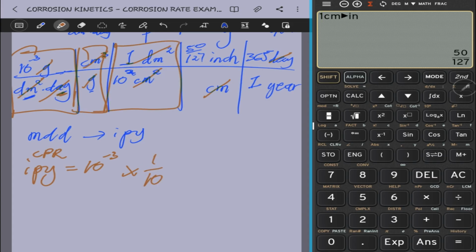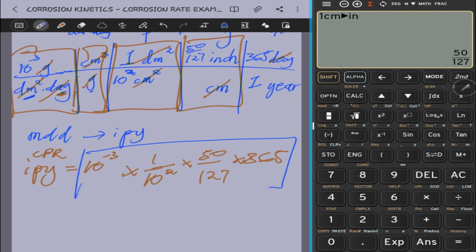To make things simpler, just write how they are. So this is 1 on 10 to the power 2. You can convert it whichever way we want. In here we have 50, so we have 50 on 127, and here what do we have? 365. So all this side here is basically the conversion constant for when you're converting from MDD to IPY, right?